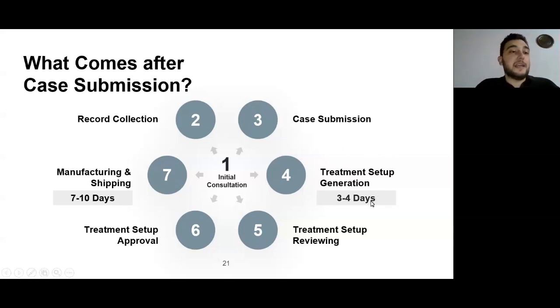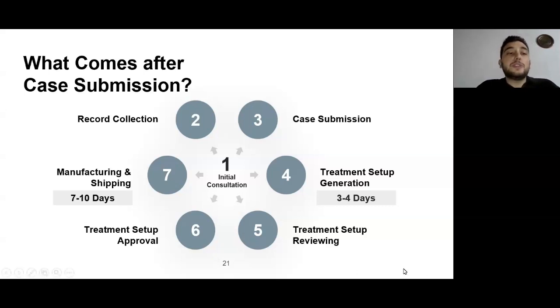Now, once we're done with initial consultation, records collection, and case submission, we're going to reach the treatment setup generation. This is the part that happens outside of your clinic, by your clear aligner provider. While the exact number of days might vary from one clear aligner provider to another, the average is around 3 to 4 days. Once the treatment setup is out, you will be reviewing your treatment setup and approving it if everything is okay. For treatment setup approval and reviewing in general, you're going to need more knowledge about the biomechanics and the movements in clear aligners. So these parts we are going to cover as we go in the lecture.